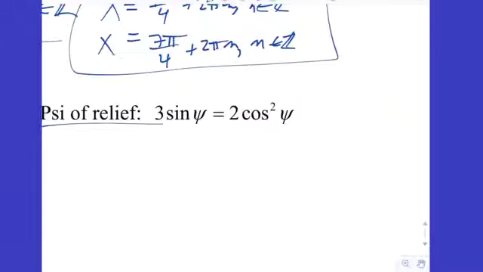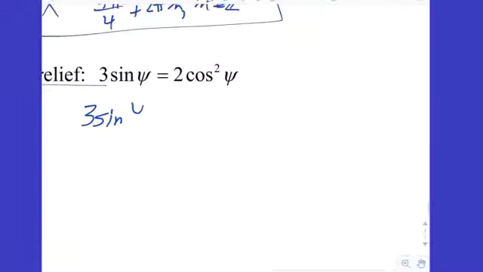What have we been doing? Set it equal to 0. Yeah, so let's bring everything across. So 3 sine of psi. And again, if you don't like the variable, you can change it in the beginning. I like psi. He's a good guy.